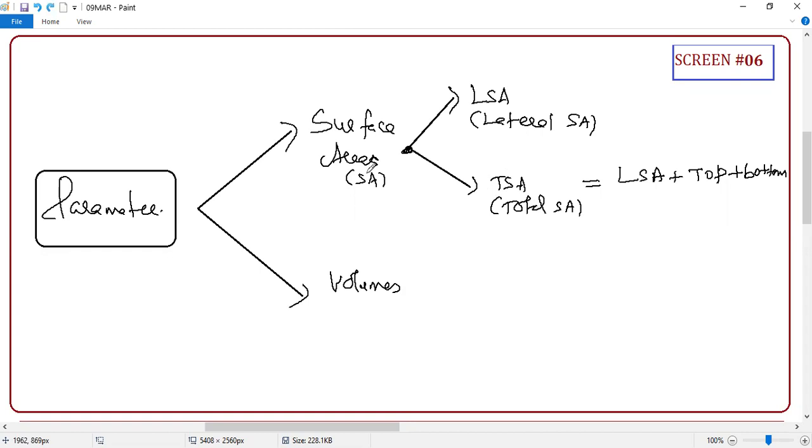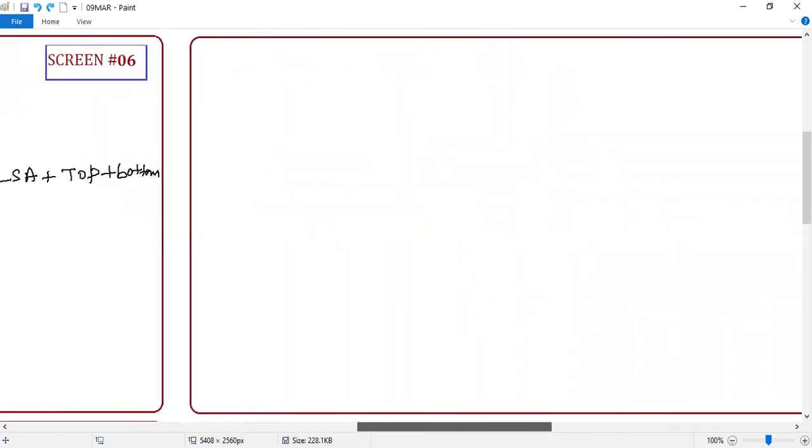We will see all those things. But volume is great, student. There is nothing called LSA volume or TSA volume. There is nothing called lateral volume, and nothing called total volume. So the problematic guy is this one, student. But no worry, I'll make you understand. Again, you already understand, right? LSA means surrounding area, and TSA means your LSA plus top and bottom. Introduction all clear, my dear student.